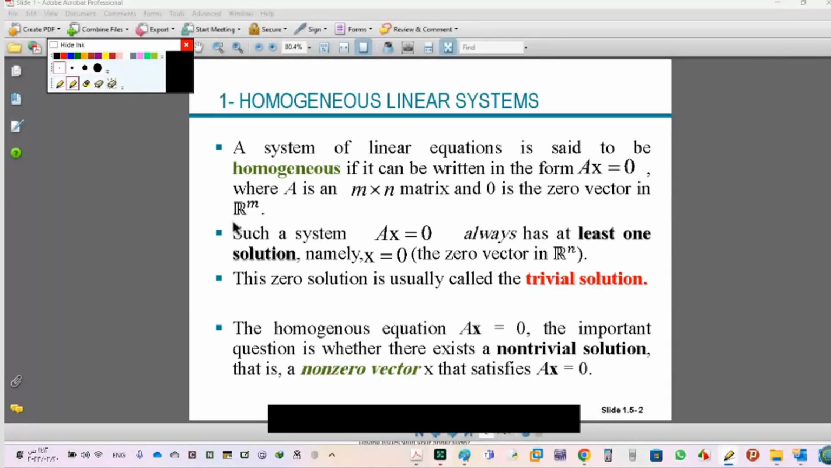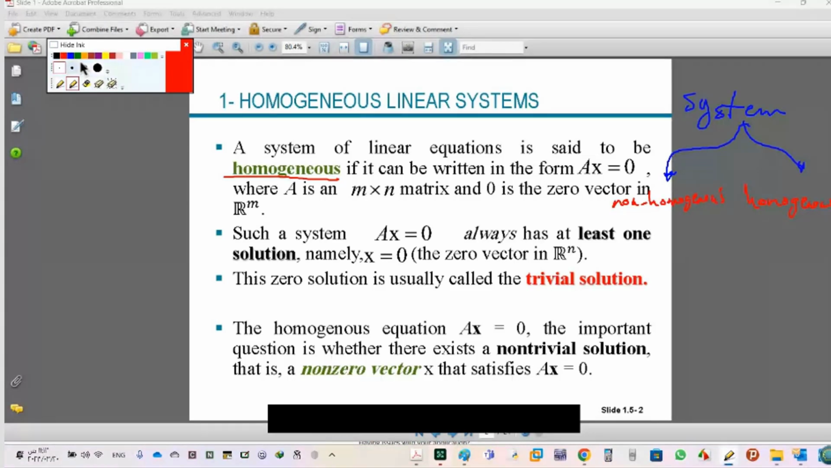For systems, we have two kinds of systems. The first one is called homogeneous. The second one is called non-homogeneous.